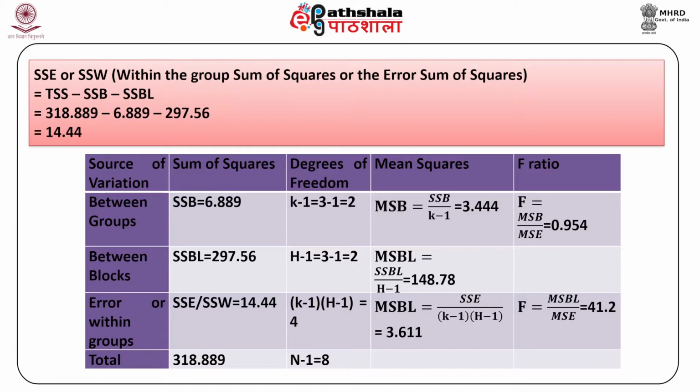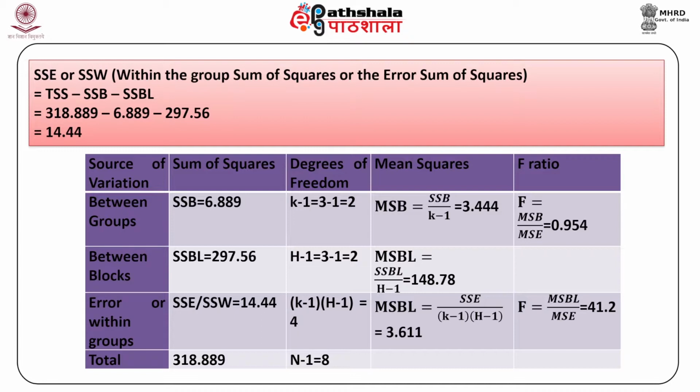For between blocks, the degrees of freedom is h minus 1, which is 3 minus 1, equal to 2. For the error or within groups, the degrees of freedom is k minus 1 into h minus 1, which is 3 minus 1 into 3 minus 1, equal to 4. And for the total sum of squares, the degrees of freedom is n minus 1, equal to 8.